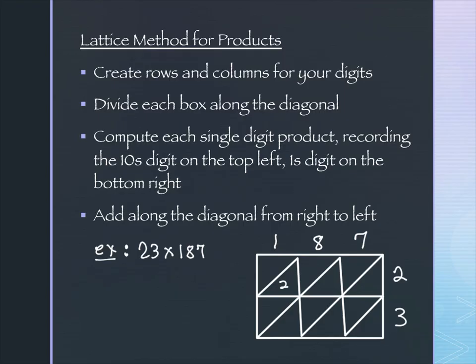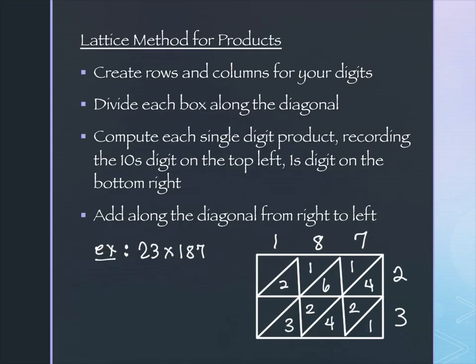So the next one, I'm in the column 8 and row 2. So 8 times 2 is 16. So I write the 1 here and the 6 here. The next one is in the 7s column in the 2 row. So 7 times 2 is 14. 1 on the top, 4 on the bottom. And we go to the next row. 1 times 3 is 3. So it's bottom right. 8 times 3 is 24. So a 2 here and a 4 here. And then the 7 times the 3 is 21.